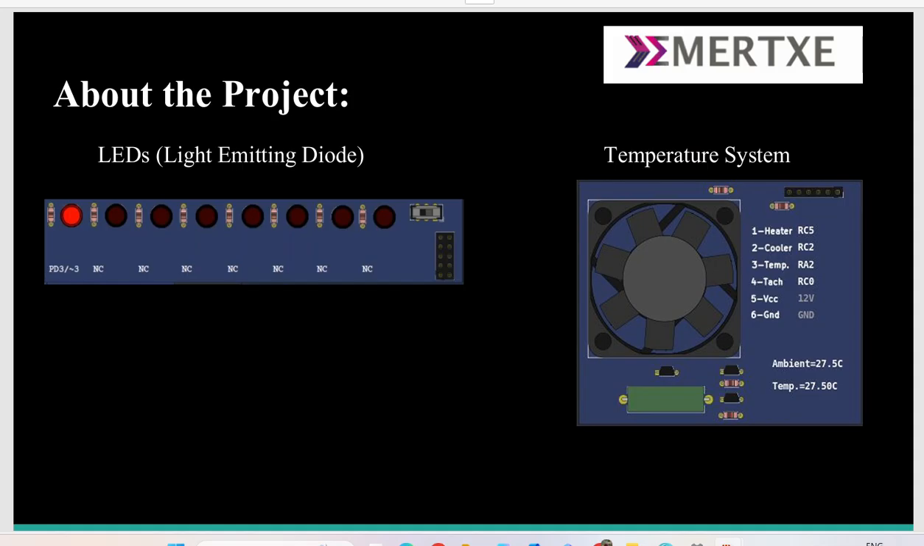PCF8574 is used for I2C input output expansion. This is called the temperature system, which measures how much temperature is transferred and then measures the temperatures.